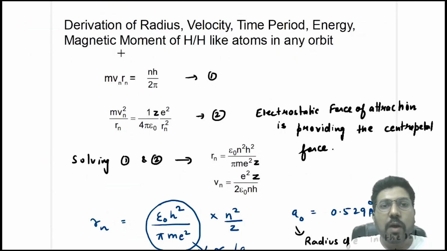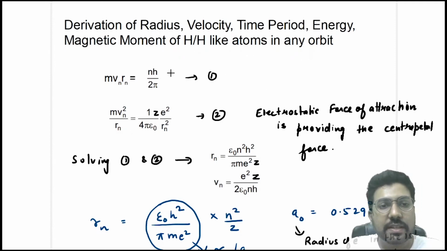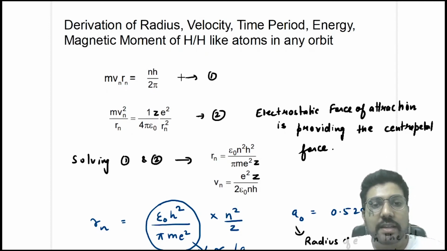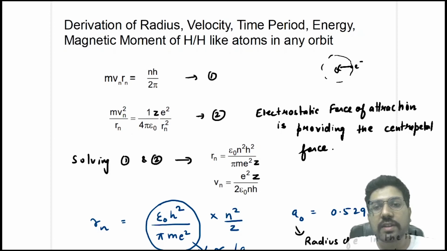Now we will derive the radius, velocity, time period, energy, and magnetic moment of hydrogen and hydrogen-like atoms in any orbit. Right? We know Bohr's quantization of angular momentum, that is, Bohr's third postulate: mvrn is equal to nh upon 2 pi. So this is the first equation. And we also know that the electrostatic force of attraction is providing the centripetal force for the revolution of the electron around the nucleus, right?